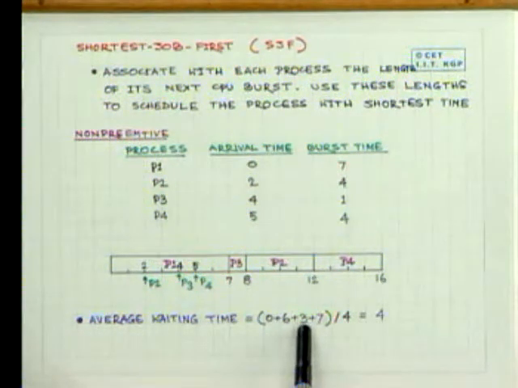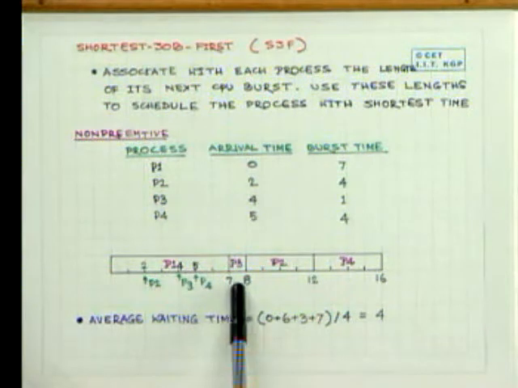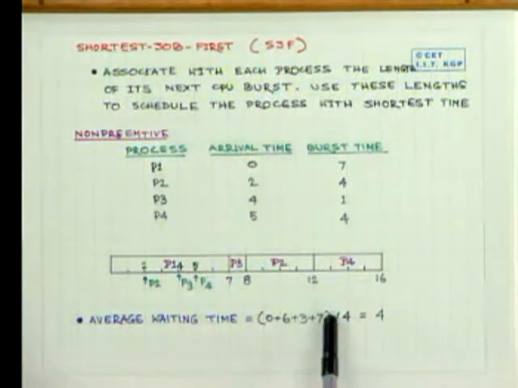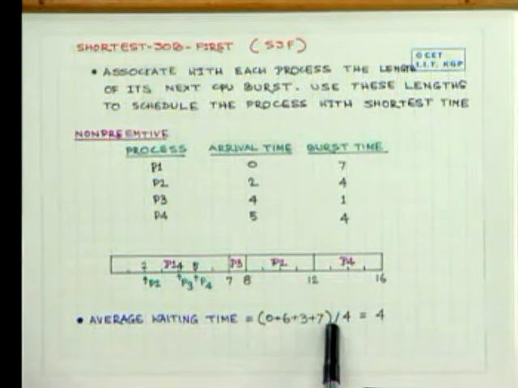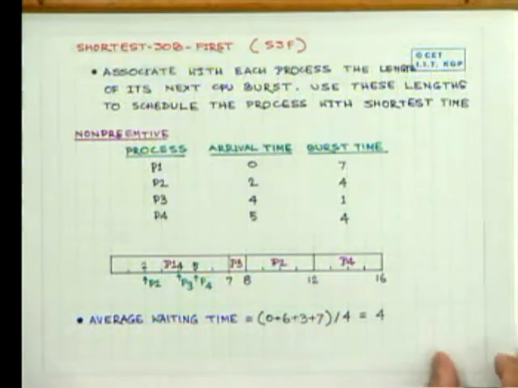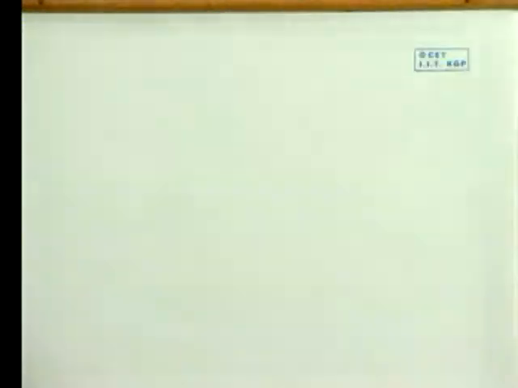The waiting time for P3 is 7 minus 4, which is 3. And the waiting time for P4 is 12 minus 5, which is 7. Therefore, the average waiting time turns out to be 4. Now, this is with non-preemptive scheduling. Naturally, there can be a preemptive scheduling also.